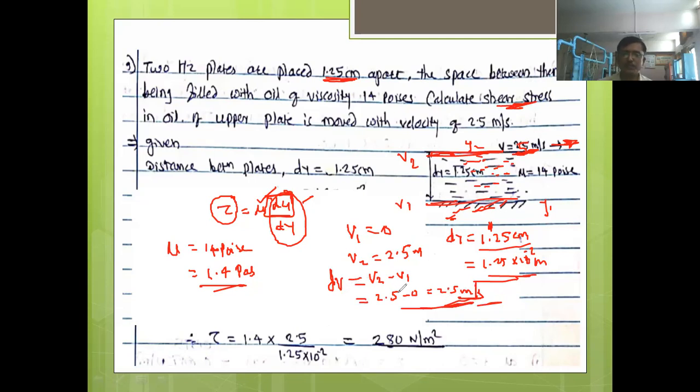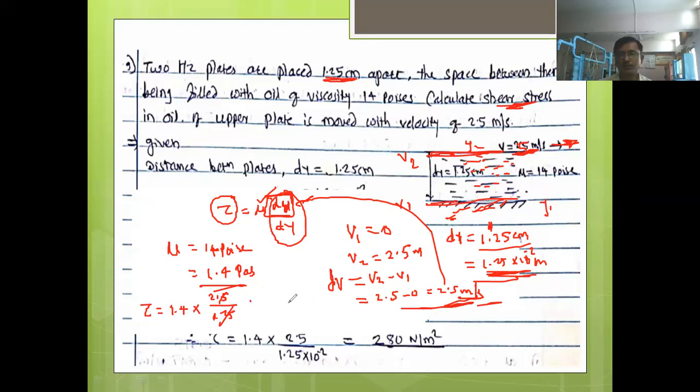So dv we have got here, dy it is given here. So we can put these values in this equation. Here instead of du we can write dv. So put those values in this equation and find out the answer. Tau is equal to 1.4 into 2.5 divided by 1.25. It will get cancelled.